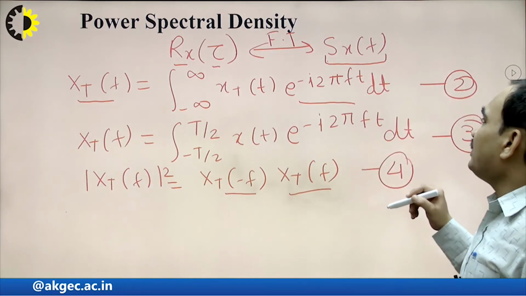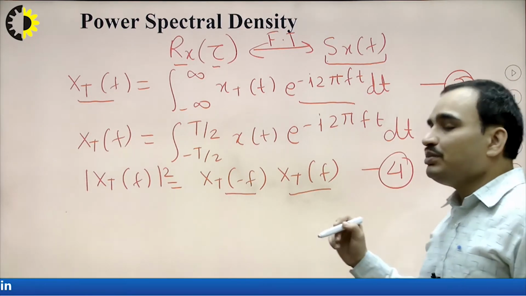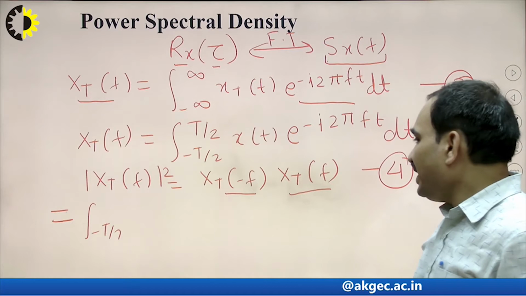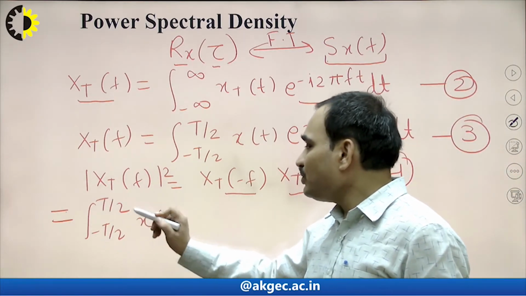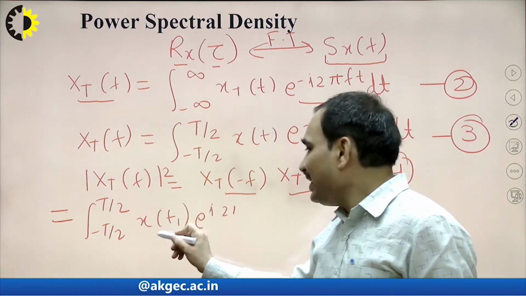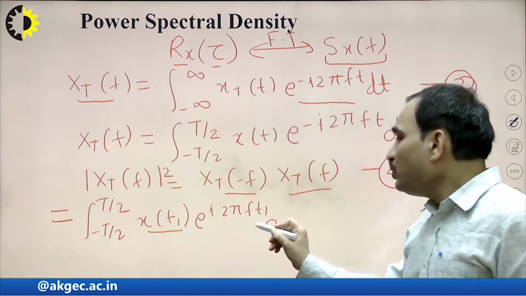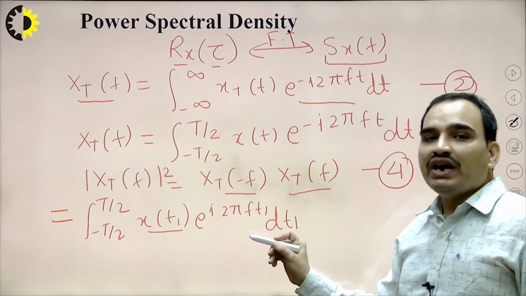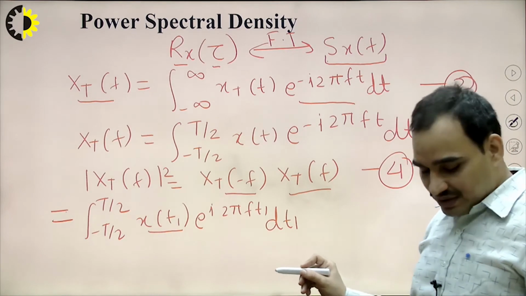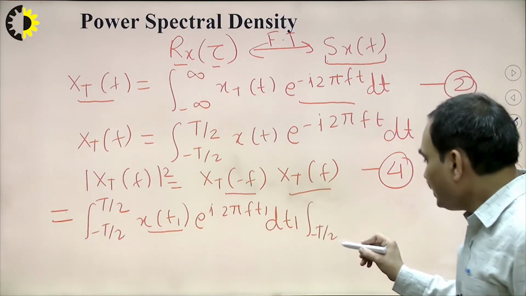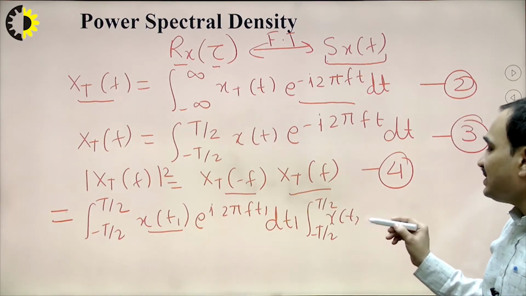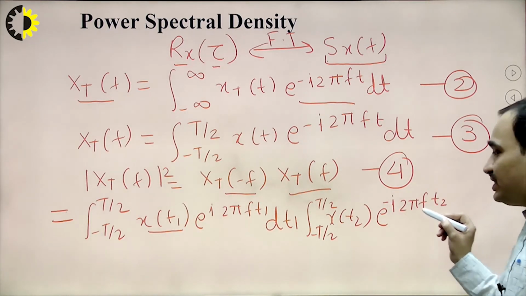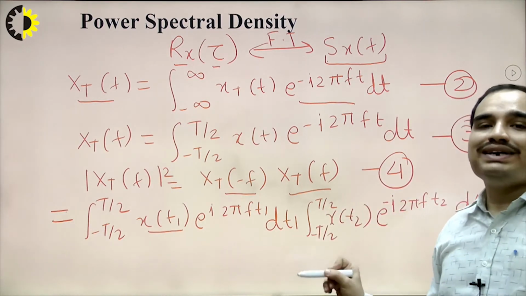Let's define these as equations 2, 3 and 4. In the previous slide we have the formula to find the power spectral density. We can write it as the integration from minus T by 2 to plus T by 2, at the time instant t1, of x(t1) e raised to power j 2 pi f t1 dt1. Similarly, we multiply it with the second time instant, the integration from minus T by 2 to plus T by 2 of x(t2) e raised to power j 2 pi f t2 dt2, the Fourier transform at the second time instant.